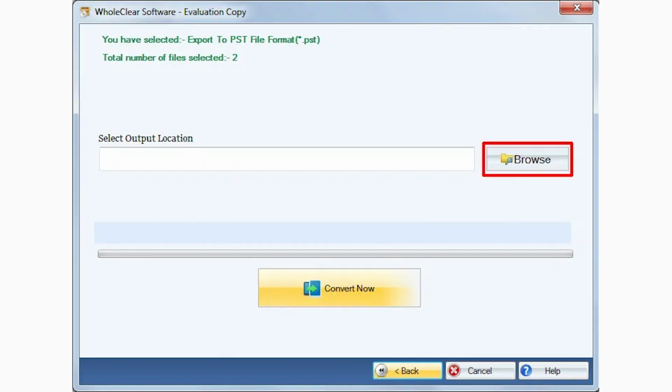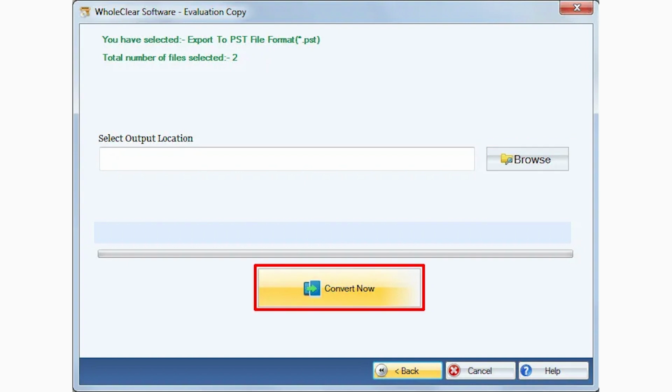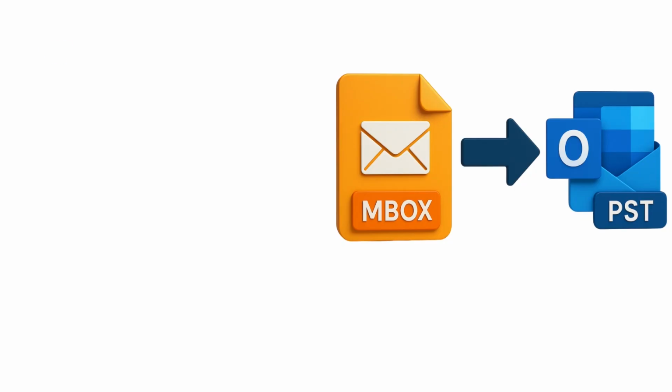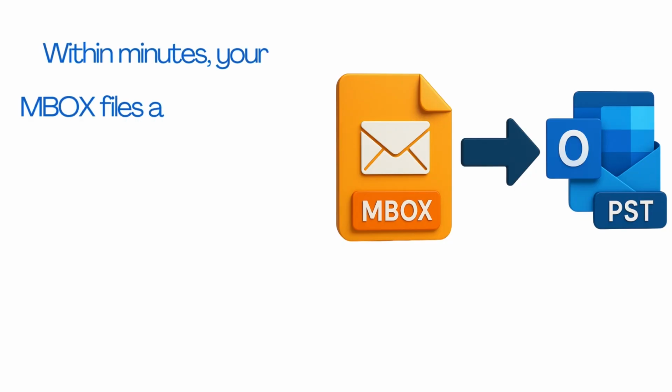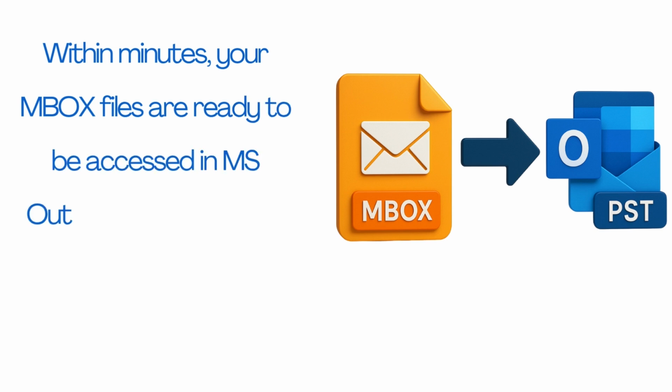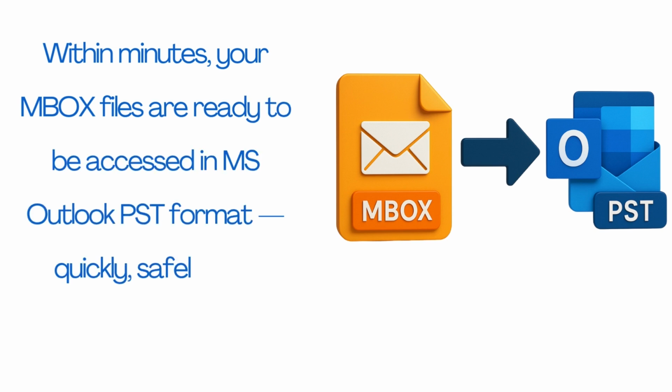Step 5. Browse and choose a destination location to save the PST files. Step 6. Click Convert Now to start the conversion process. Within minutes, your MBOX files are ready to be accessed in MS Outlook PST format, quickly, safely, and efficiently.